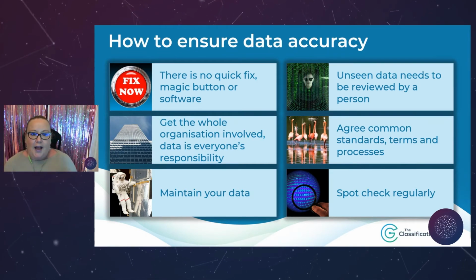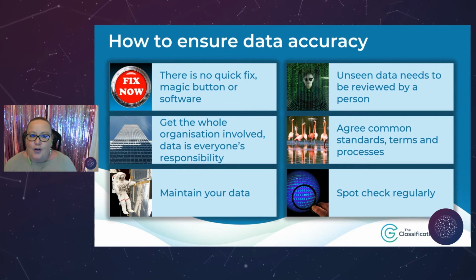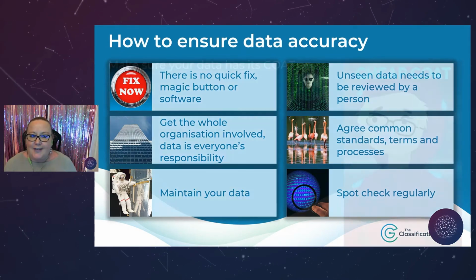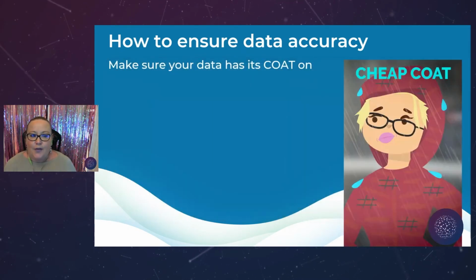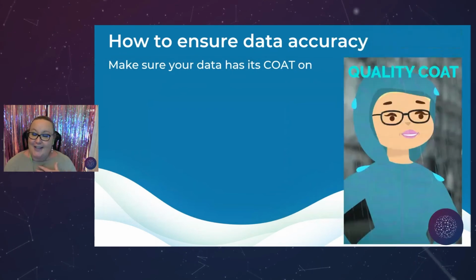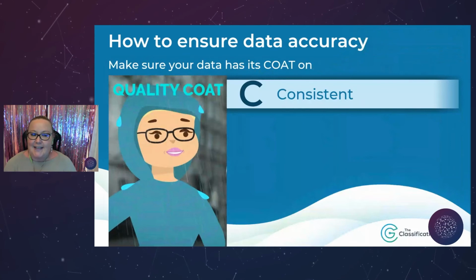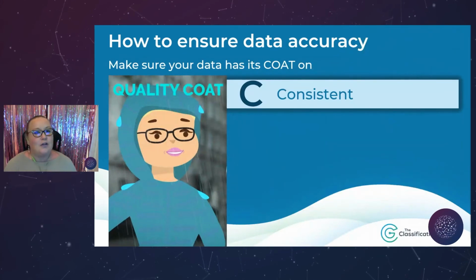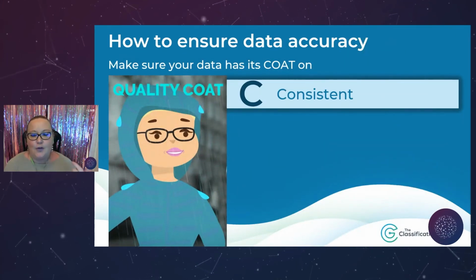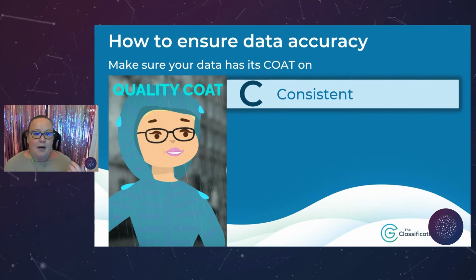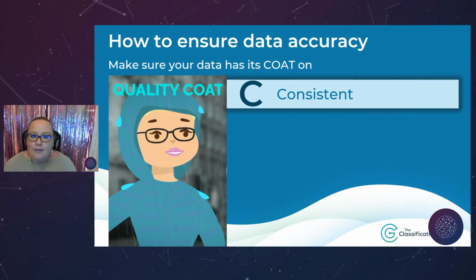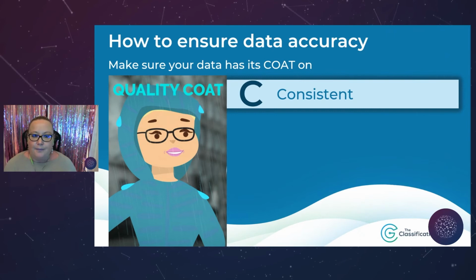So how can we make sure that we have data accuracy? Well, the first thing I always say is make sure your data has its quote on. What that means is it should be consistent. As we've talked about, it's all those standard terms, processes, procedures. Make sure everyone's doing everything the same way.